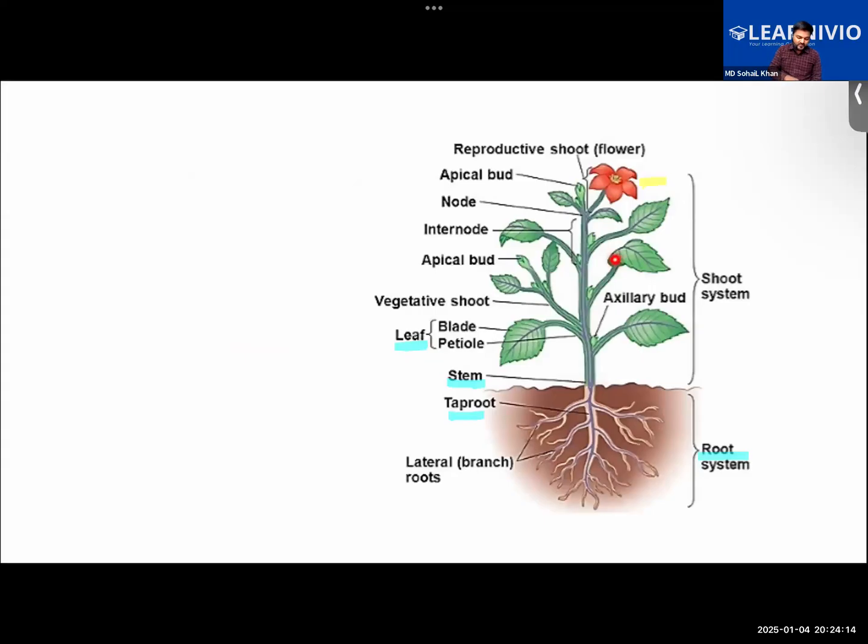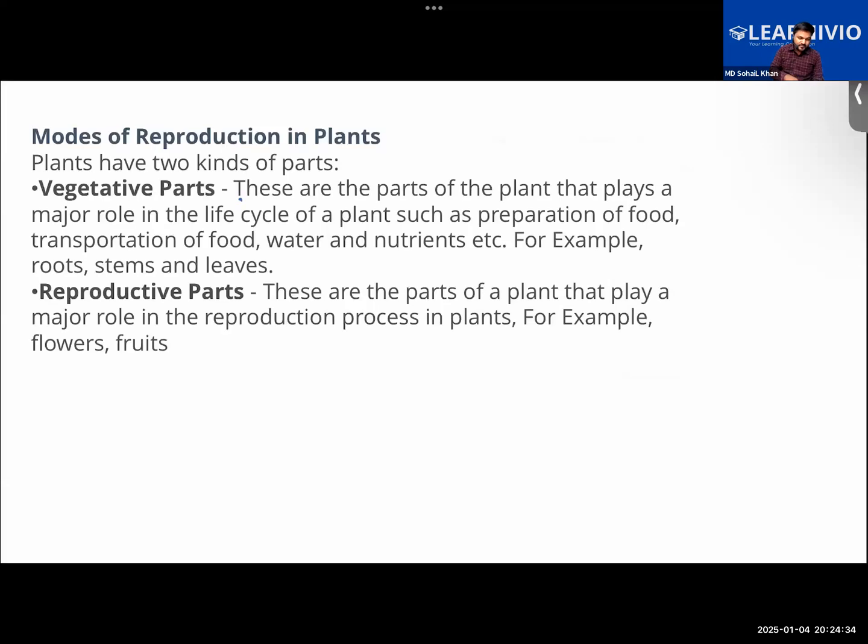One is called the vegetative parts, another is called the sexual or reproductive parts, right? Vegetative parts are the leaves, the stems, the roots, etc. These are the vegetative parts of the plant. And the flower or the fruits are the reproductive parts of the flowering plant.